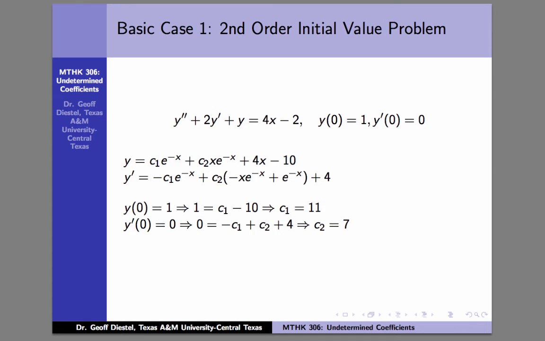Now the second initial condition, I should say: the first derivative at 0 is 0. So the first derivative is 0. And now we plug in 0 into our first derivative formula. We notice that there's a term that's going to vanish. This x e to the minus x term is going to vanish. And we already know what c1 is. It's 11. So by putting those things in, it's easy to see that c2 is 7. So there is our exact solution to this initial value problem.